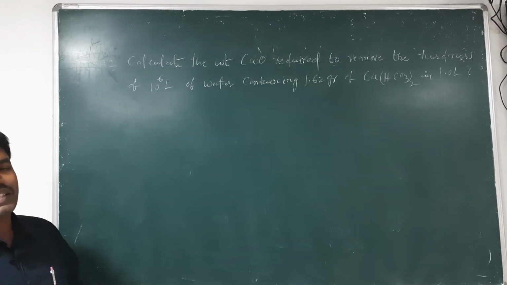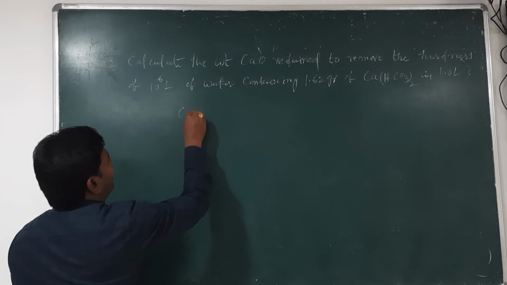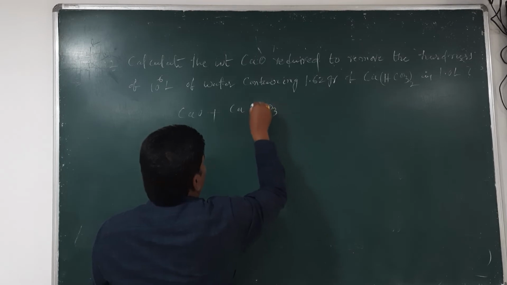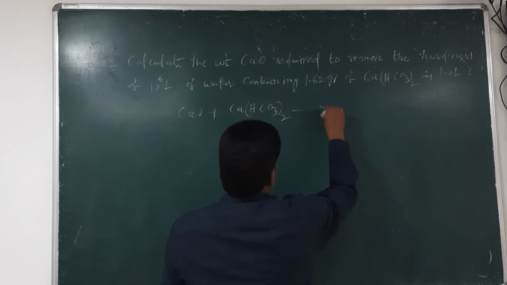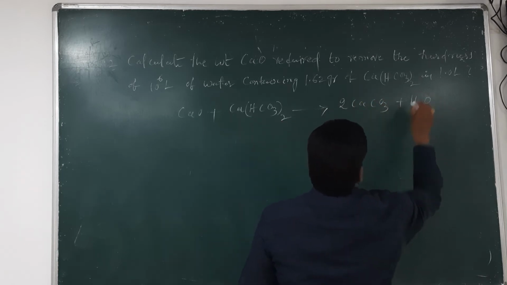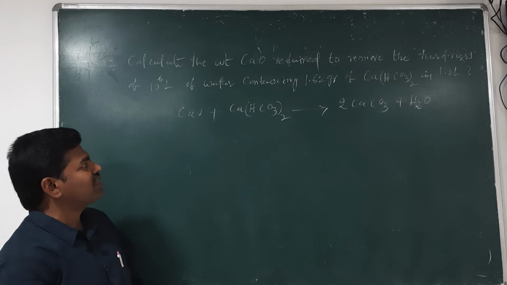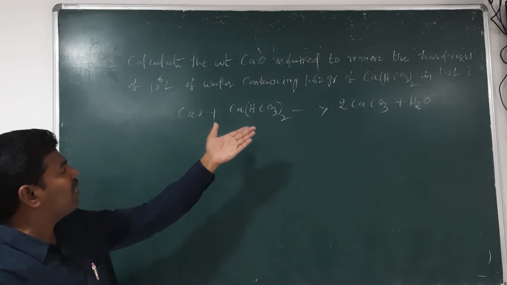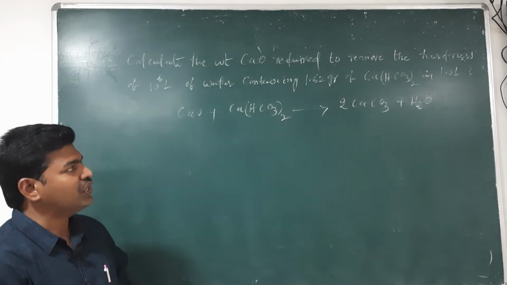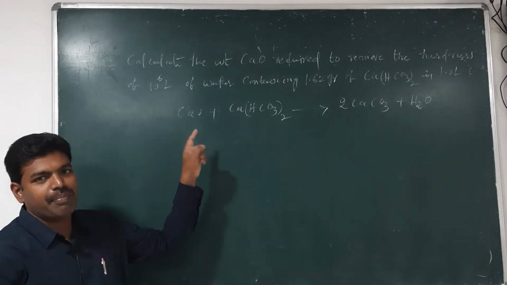Okay, what is the chemical reaction that occurs between calcium oxide and calcium bicarbonate? So calcium oxide reacts with calcium bicarbonate, Ca(HCO3)2, that gives 2 CaCO3 plus water. Okay, so this is a balanced chemical reaction because number of calciums are equal and number of carbons are equal, oxygens are equal, and water molecule also equal. Okay, hydrogens are equal, oxygen are equal. So this is a balanced chemical reaction.